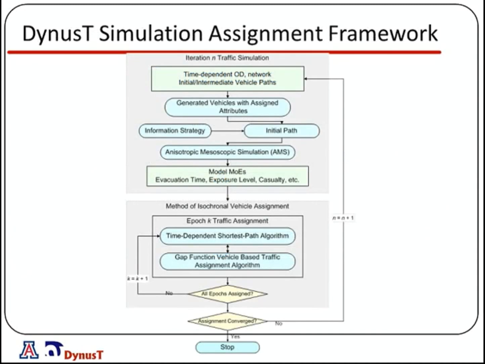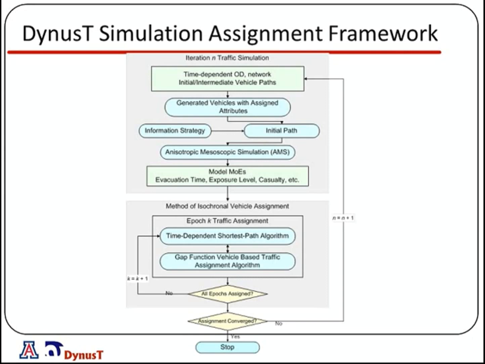Here is a much more detailed view of Dynasty's internal structure. We begin with a time-dependent OD table, or a vehicle roster, so there are two ways to load demand into Dynasty. We generate vehicles with the initial paths, and then we perform an anisotropic mesoscopic simulation, or AMS. We retain all the necessary measures of effectiveness, and then feed them into the next assignment.